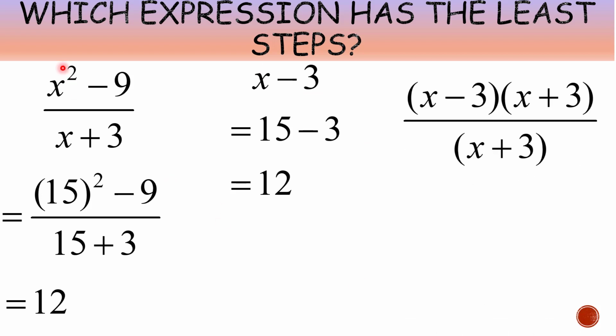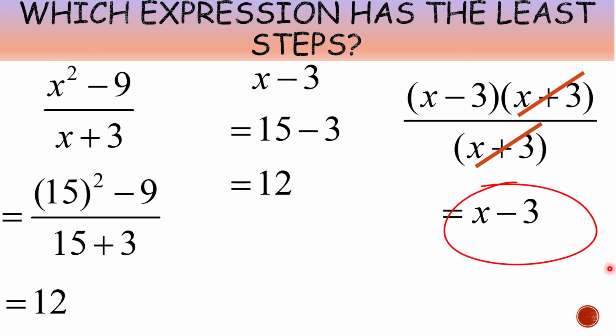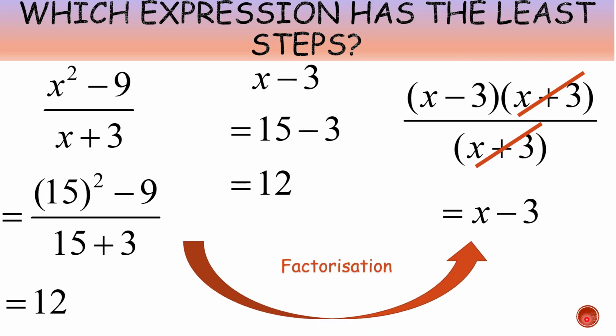Well, we notice that x squared minus 9, and we'll teach you how to do that, is the same as x minus 3 times x plus 3. So therefore this factor and that factor gives us 1. And now we've got our simple expression x minus 3. So in the next lessons, we will teach you how to factorize expressions so that we can simplify algebraic fractions. So to change from this expression to this one, we need to use factorization.